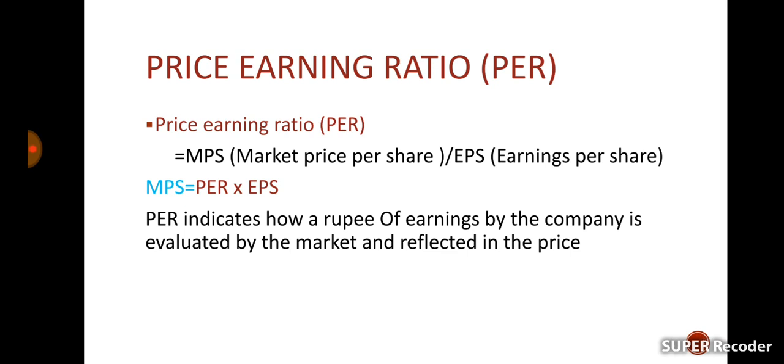PER indicates how a rupee of earnings by the company is evaluated by the market and reflected in the price. For example, if PER of A Limited is 10, it indicates that each rupee of earnings per share of A Limited is evaluated 10 times by the market.